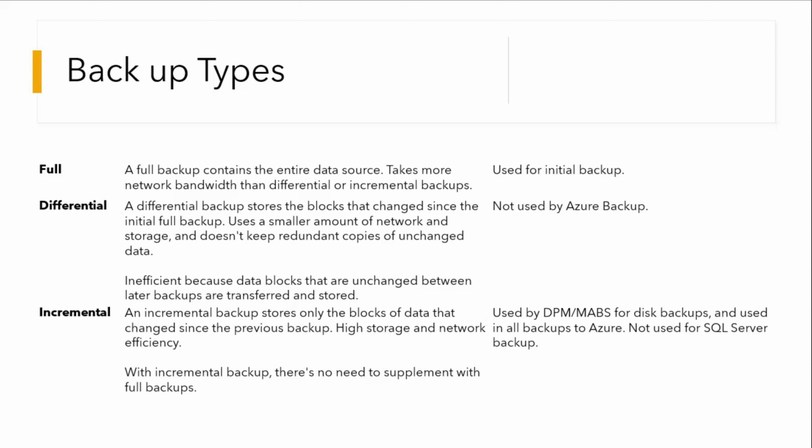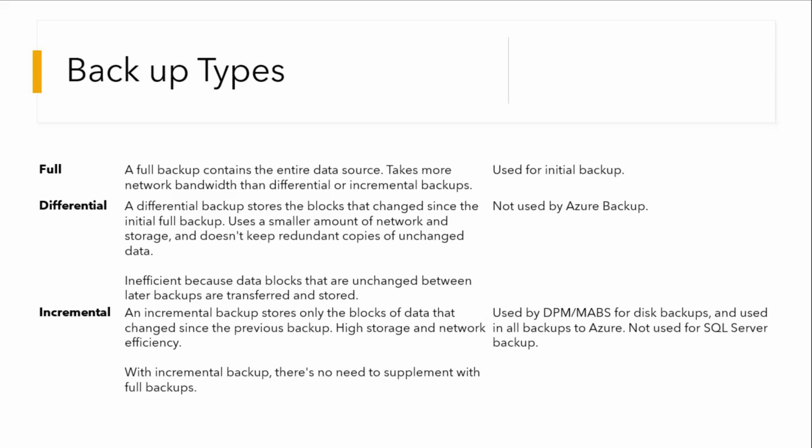What are the backup types? Just to give you the overview of how the backup mechanism happens. Full backup, that means a full backup contains the entire data source. That means it takes more network bandwidth than the differential or incremental backups. Now let's understand what is a differential backup and what is an incremental backup.